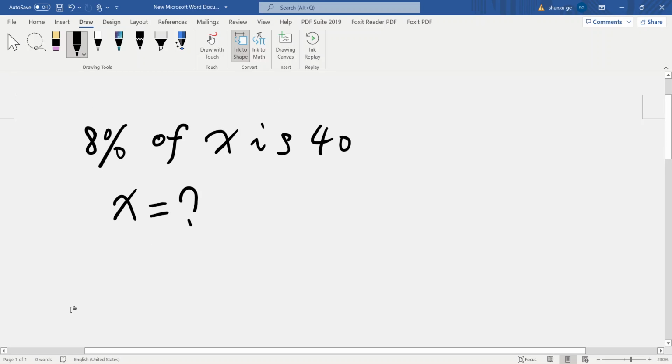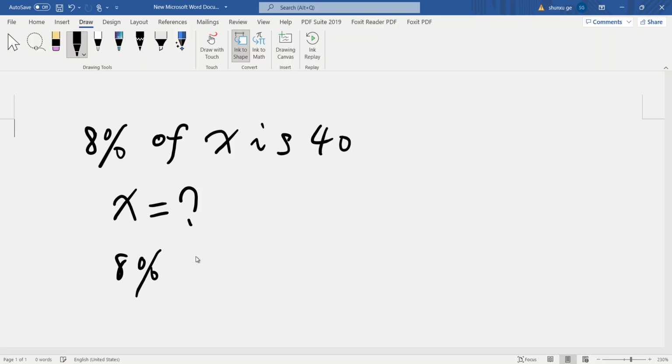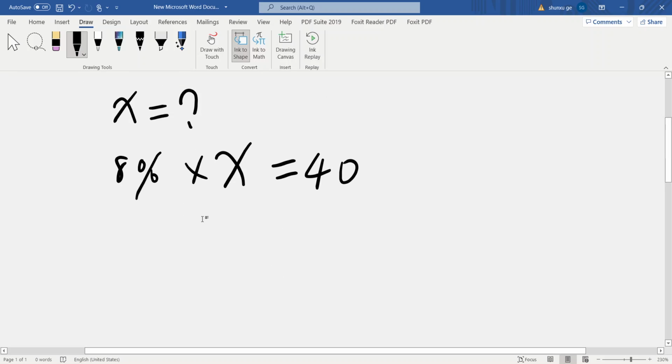Okay, here, 8% times x equals 40. And what is 8%? It's like this.